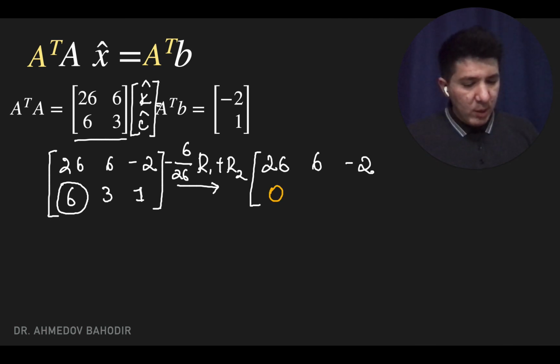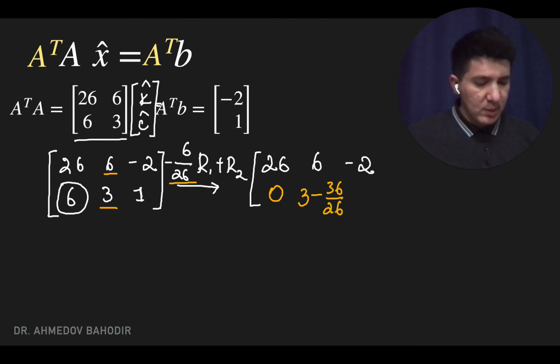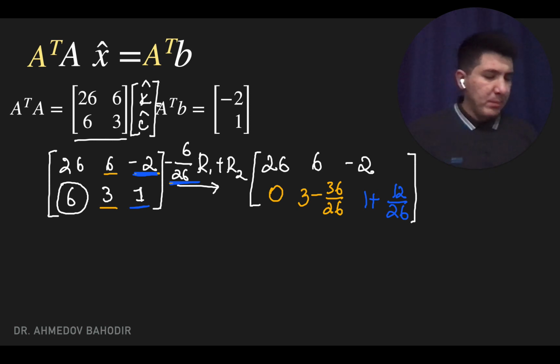For the second component here, I have to add 3 to this number multiplied by the 6, which is going to be 3 minus 36 divided by 26. At the same time, we have to multiply minus 2 by this number and add this to the 1. It's going to be 1 plus 12 over 26. Okay, there are lots of numbers here, but we still can do this.